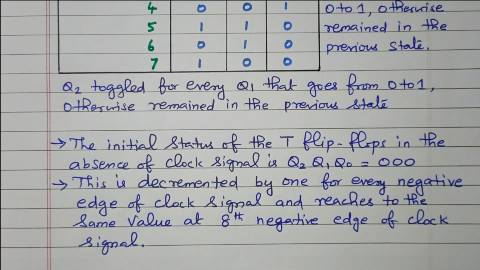So in this video we discussed the asynchronous 3-bit down counter, 1, 1, 1 to 0, 0, 0. 3-bit, there are 8 combinations. We discussed the logic diagram, that is using the T flip-flop. Then the timing diagram, output of each flip-flop. Then the truth table and other description.